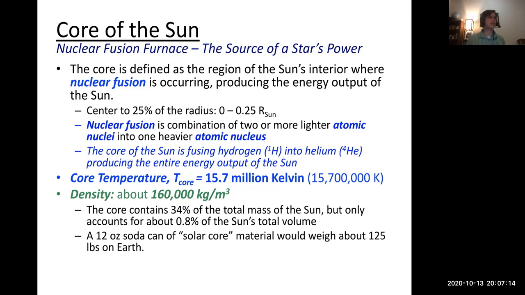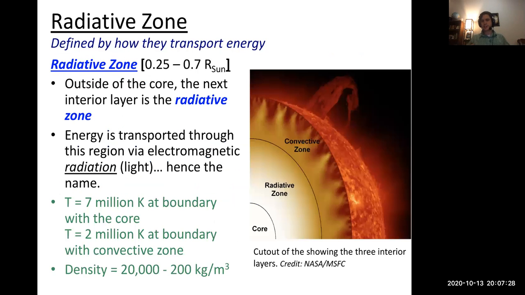And maybe I can relate that a little bit better. If I had a 12-ounce soda can, man, I wish I had a soda can with me. If I had a 12-ounce soda can of solar core material, and we had it here on Earth, in Earth's gravitational field, it would weigh about 125 pounds. Okay, so energy is produced in the core by the fusion of hydrogen into helium.